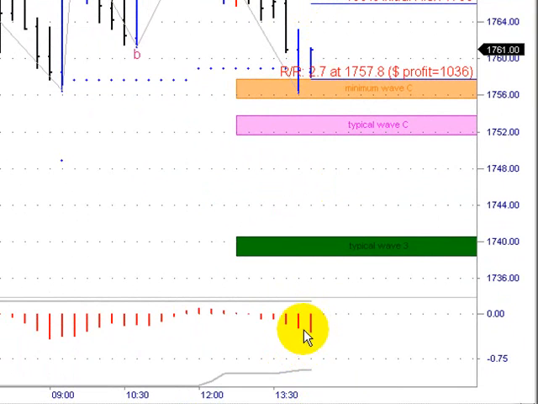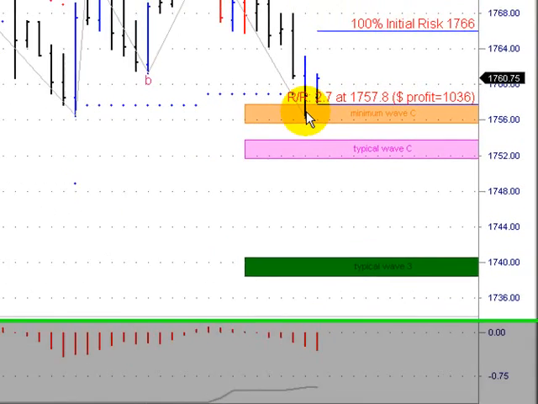We don't have the red oscillation bars here exceeding the gray band here. That would tell us that the trend down is very strong. So we have to expect a bounce.